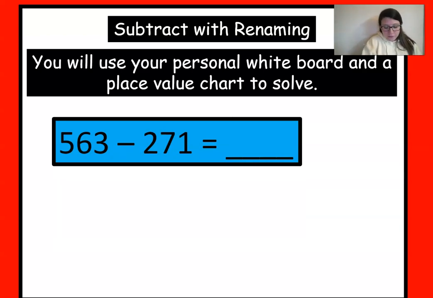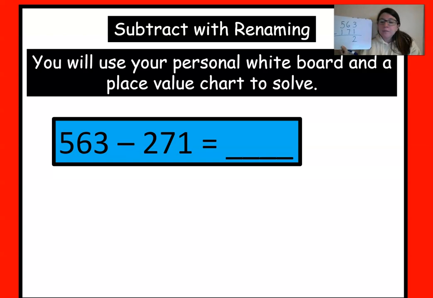A little bit bigger number, still the same strategy. Use a place value chart. Vertical method doesn't matter to me. 563 minus 471. Pause and solve. Alright, here we go. Starting in our ones place as always. 3 ones minus 1 one. We can take 1 one away from 3 ones, and we end up with 2 ones.